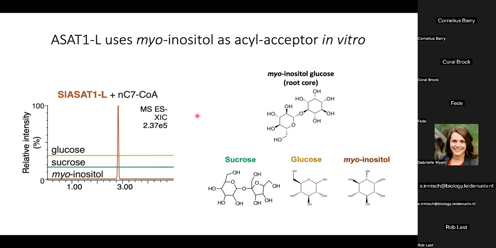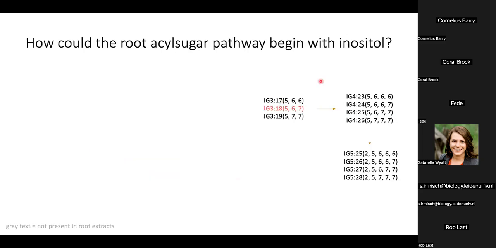And what we found that was a little bit surprising was that ASAT1-like has fairly strong activity with inositol. It is able to acylate it without too much trouble, but it really doesn't have any activity with a disaccharide such as sucrose. And this was really interesting to us, but it presents a problem because the root acyl sugars, as Rachel annotated them, have this inositol glucose sugar core.